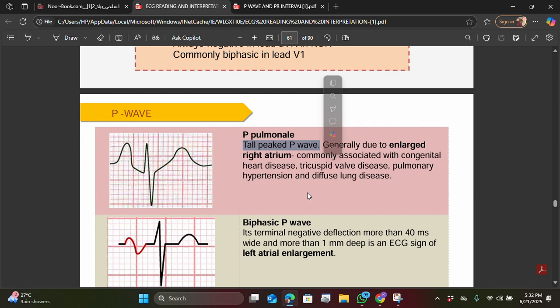When your right atrium is enlarged, and since it's atrial depolarization, know that if anything is wrong with your P wave, it is your atrium that is at fault. The problem is coming from your atrium, right? So P pulmonale is a tall P wave, taller than 2.5 small squares, usually due to an enlarged right atrium associated with congenital heart disease. All those things do not really concern you. What you just have to know is that P pulmonale has to do with a tall P wave, and it is caused by an enlarged right atrium.